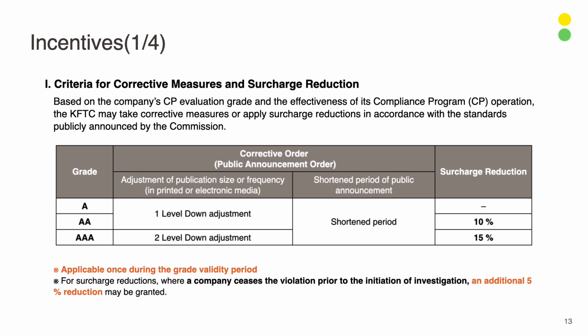Now, let's turn to the incentives, and I believe this is the part many companies are most interested in. The first major incentive is surcharge reduction. If a company with an effective CP receives a corrective order from the KFTC, the administrative surcharge may be reduced based on the company's CP grade. There is an additional benefit as well. If the company identifies the issue through its own compliance program and voluntarily stops the misconduct before the KFTC begins its investigation, it can receive an extra reduction of up to 5 percentage points.